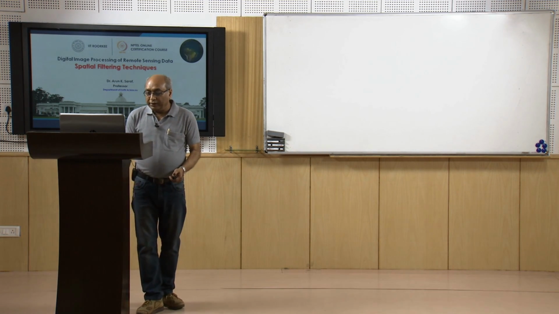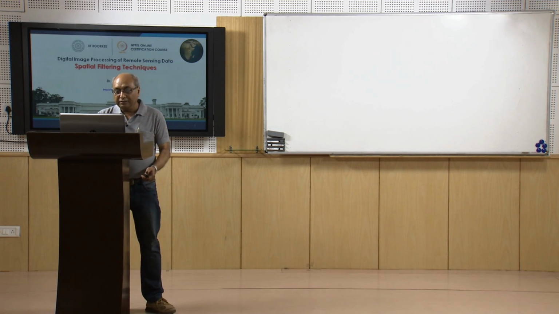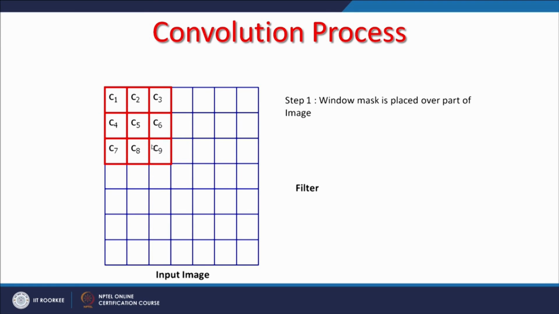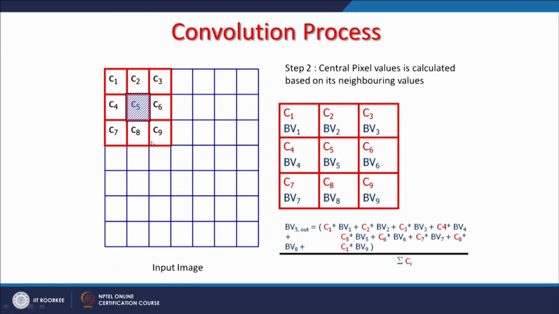Here is an example. This is the input image and this is the filter. Step 1 is to place it over part of the image. So this will go over this image and one by one it will keep moving, but at the same time it will calculate a new pixel value for the central pixel over which it is placed. Here it is now placed, and now this is how the value will be calculated.